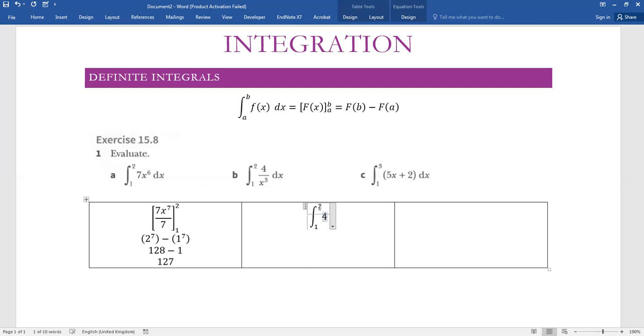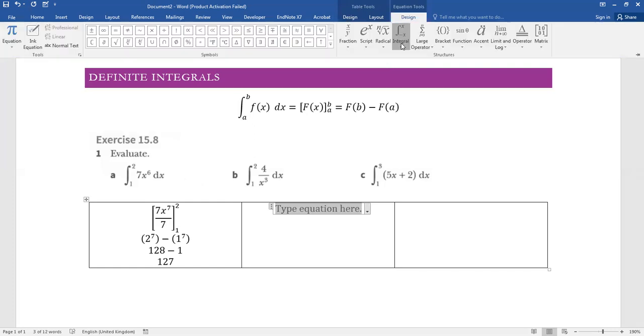Hello. Yes, beta. So once you integrate this entire thing, what do you get? Sir, I got 4x to the power 4 upon 4, minus 4x to the power minus 1, upon x power 4. Sure. Let's see. I hope you're not making an error.